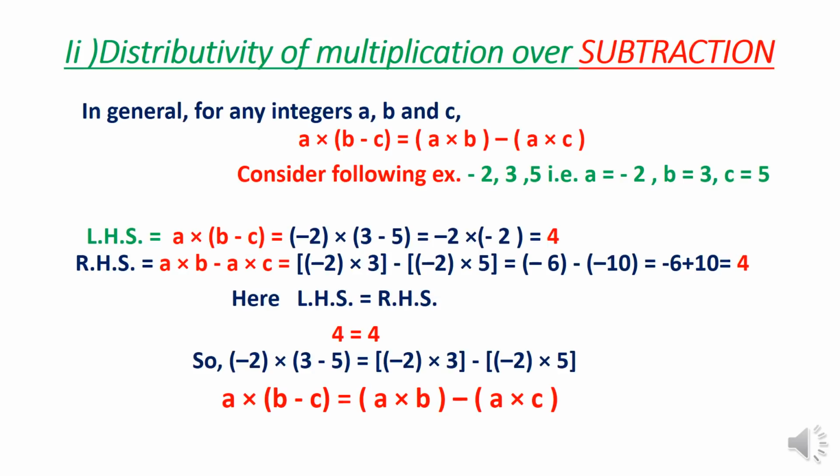Now, let us discuss the second part of the distributive property, that is over subtraction. So, in general, for any integers A, B and C, A multiplied by (B minus C) equals A multiplied by B minus A multiplied by C. Consider the following example: minus 2, 3 and 5. So here A will become minus 2, B will become 3 and C will become 5.